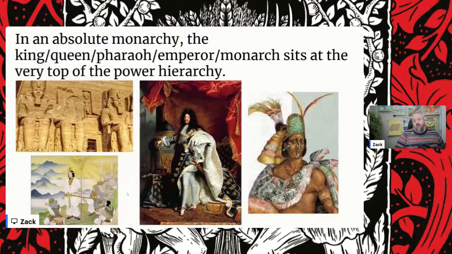In an absolute monarchy, the king, queen, pharaoh, emperor, monarch, whatever you want to call it, the supreme leader, sits at the very top of the power hierarchy. These are the sorts of people that statues and paintings are made of, especially from classical times, because they had a lot of importance. Whether they earned it or not, I'll leave that to you to decide.